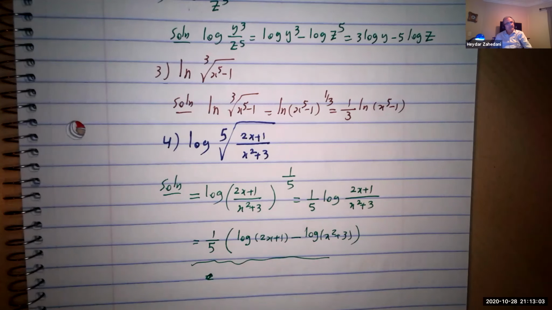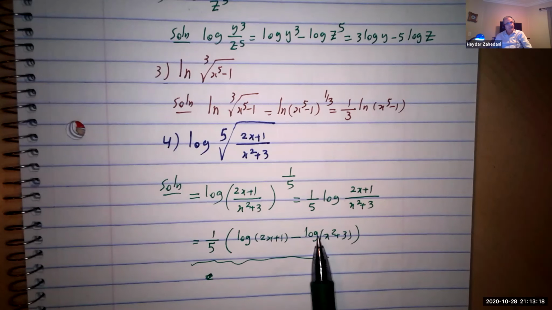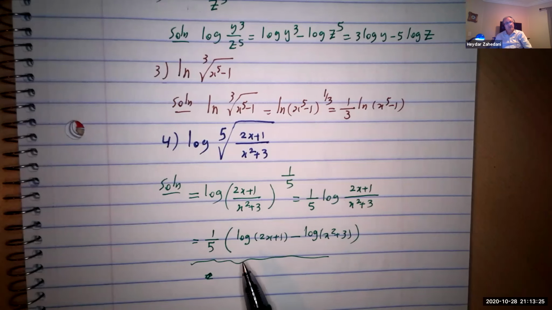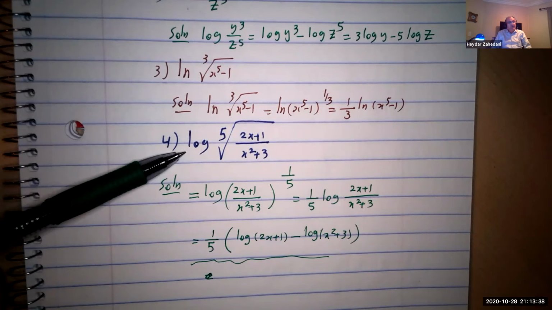Now the last problem, let's give you one more till we finish it. The last problem is the other way around. What does it mean? It means you're given two logs, and they ask you to put them together so that you have only a single log. Why do we need it? If you want to solve equations containing the log, we need this type of idea, because we have to isolate the log. We can isolate it if it is only a single one.